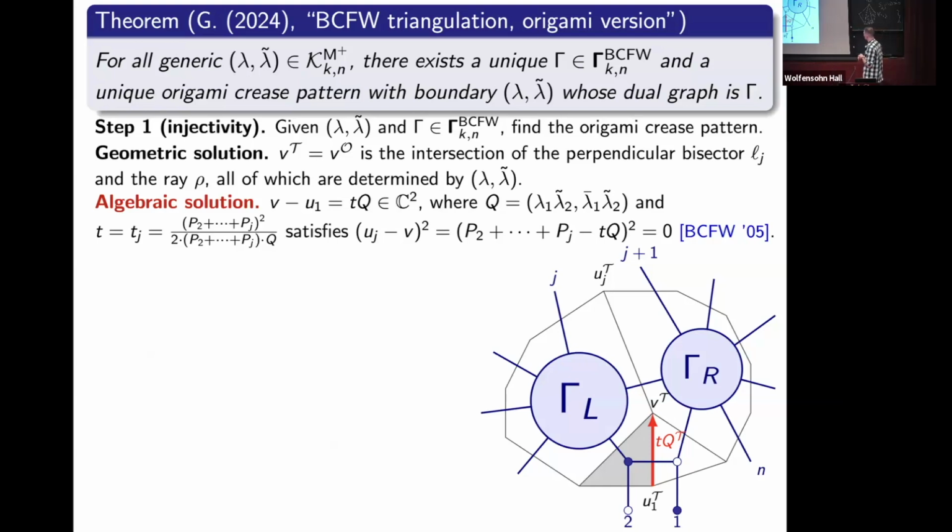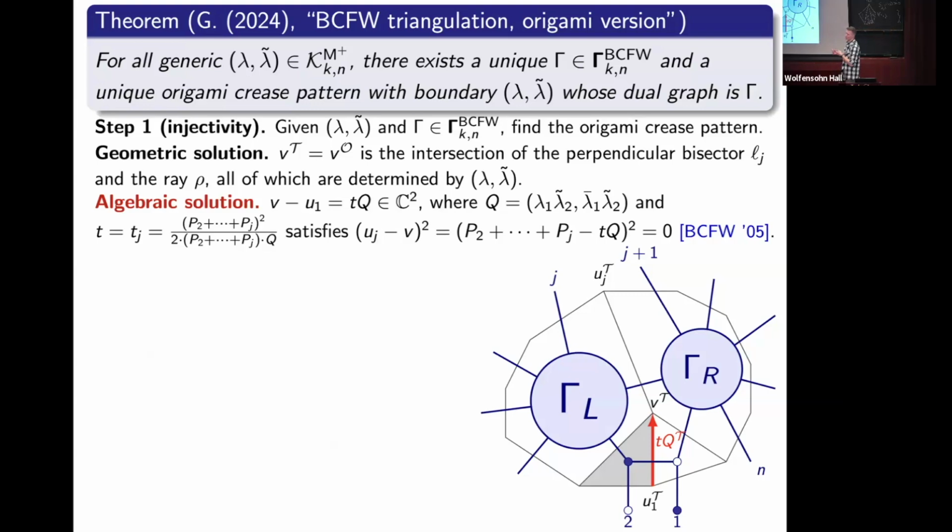They were doing complex analysis. You deform the amplitude, and then you look for all these poles, and then you sum up the residues. And it turns out that the formula for the poles is exactly the same as the formula for this vertex V here. So what is happening here?